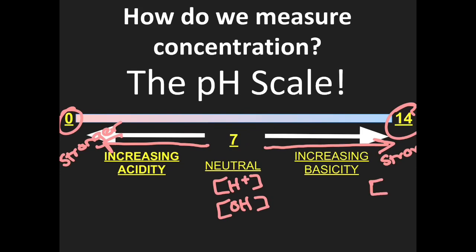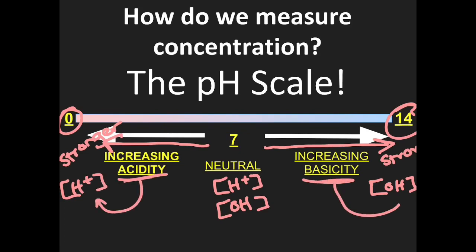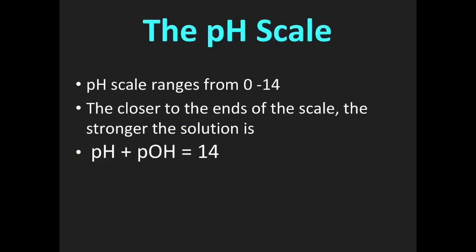Over here at 14, you have far more OH concentration. And over here at 0, you have far more H plus concentration, right? Because acid, we think H plus, and base, we think OH. So when we look at our pH scale, we know that it ranges from 0 to 14. The closer to the ends, the stronger the solution.